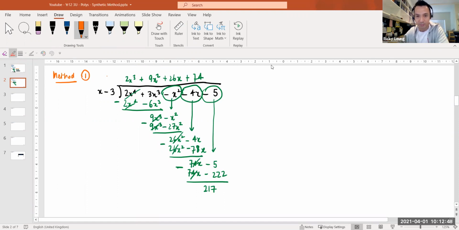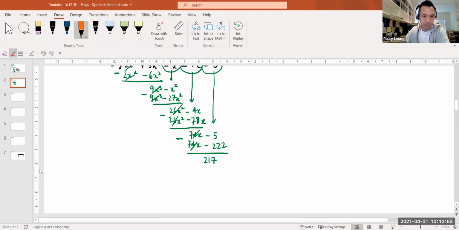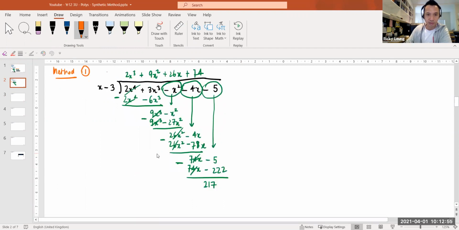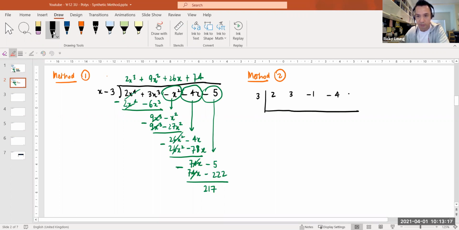Yeah, that's my aim. So I have space to do it down here. Actually, no, I want it side by side so you can actually see the answer. So let's go method 2. Let's go synthetic on this. So once again, draw your angle. I know it's -3, so it's +3 here. And put the coefficients of the question: 2, 3, -1, -4, -5.